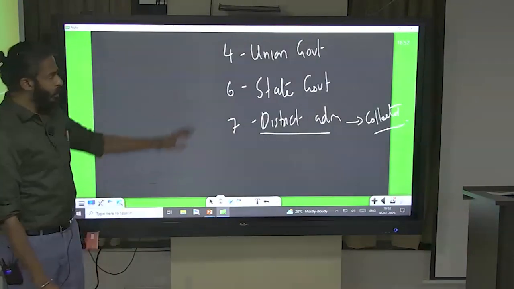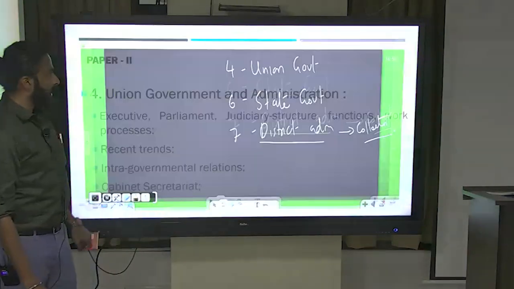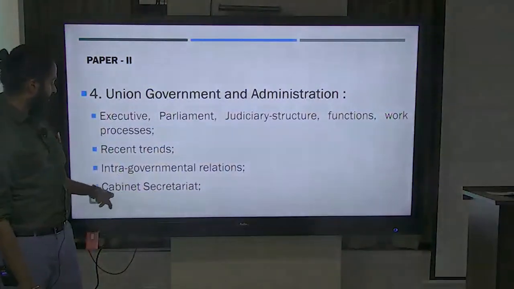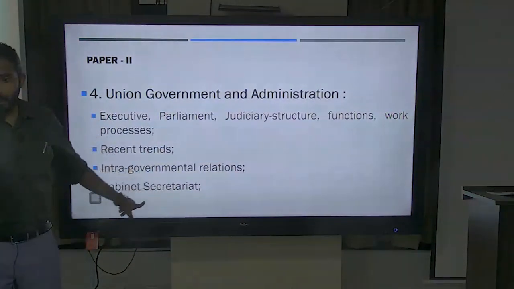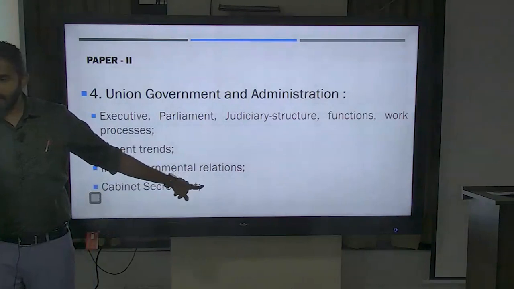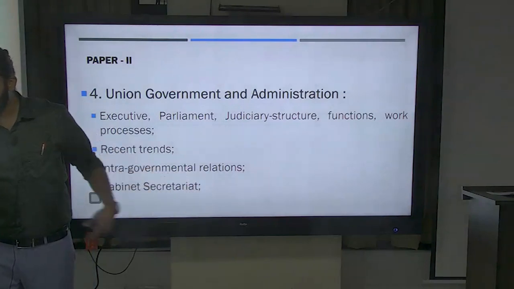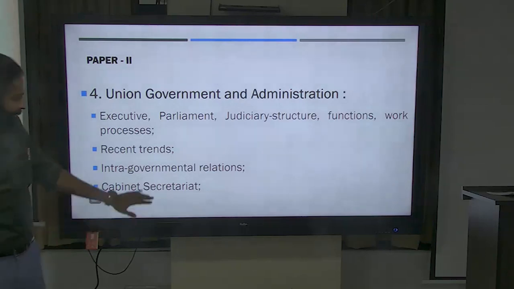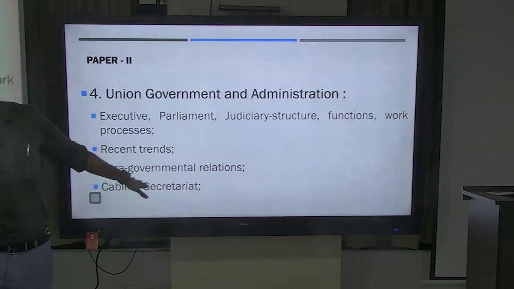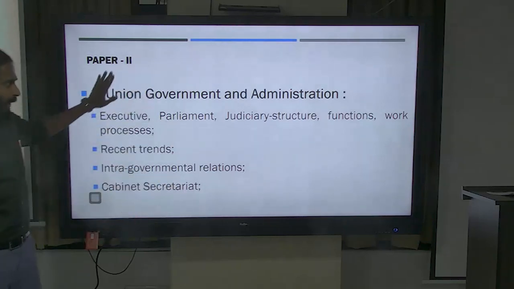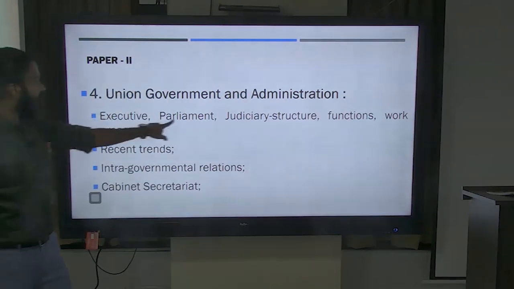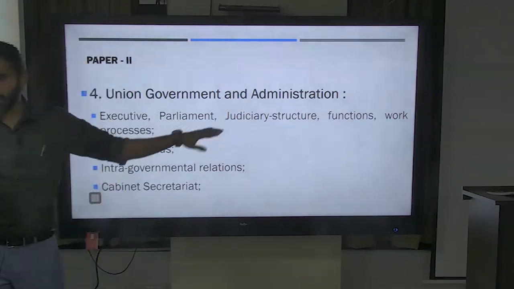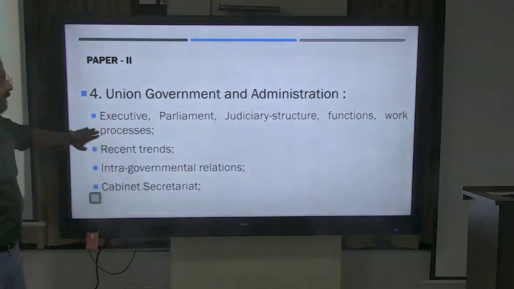You will study it in polity also. Some things we will study extra. Like when we study union government, we will study something called the cabinet secretariat. This is not there in your polity. Here we are studying a little bit of administration also. There we are focusing only on the polity part, legislature, executive, judiciary. Here we will discuss a little bit of administration also, like the cabinet secretariat. Apart from that, it is mostly overlapping. How the executive, legislature and judiciary are functioning, everything you can read from Lakshmikant.